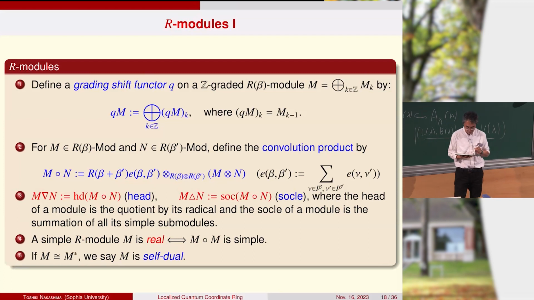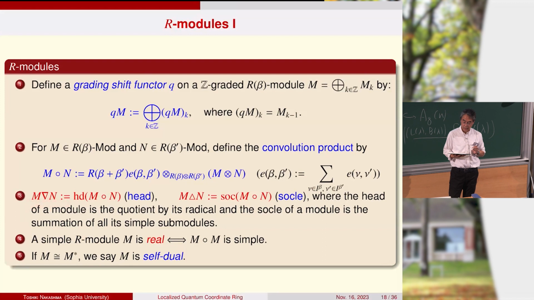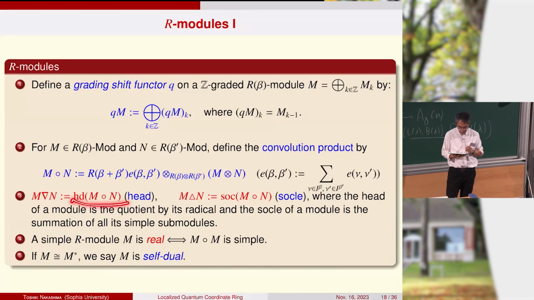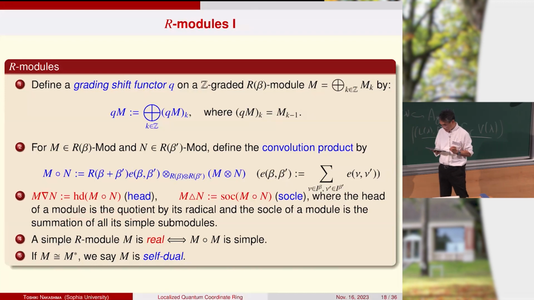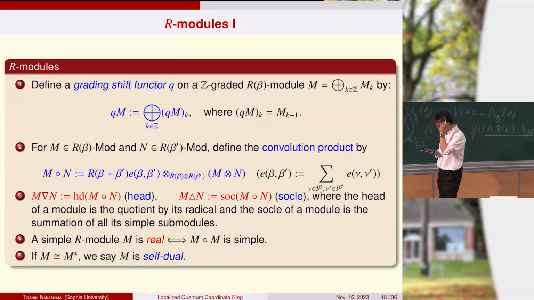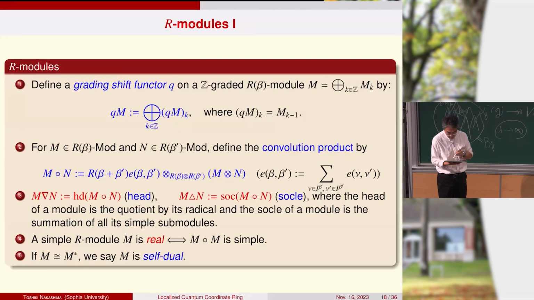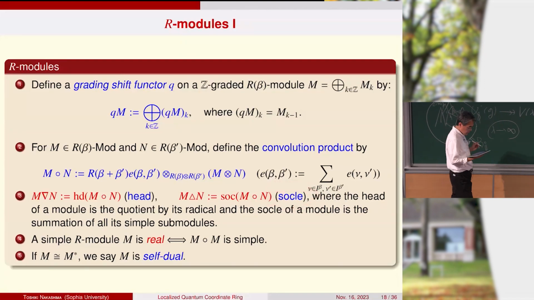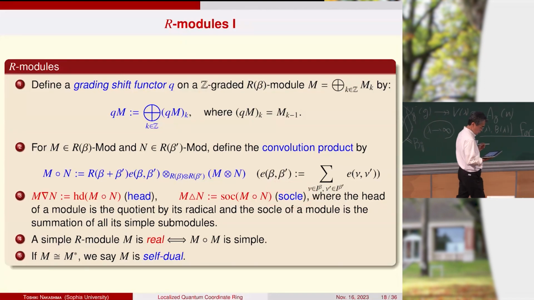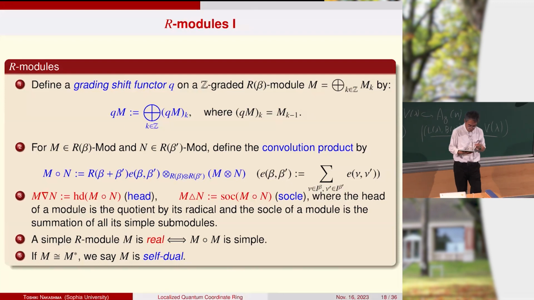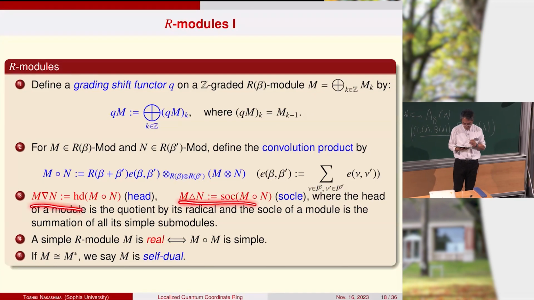And the head. So M nabla N is just the head. Head is the module obtained by considering the quotient by its radical. And circle is the summation of all its simple modules. Okay, so we use these notations later.